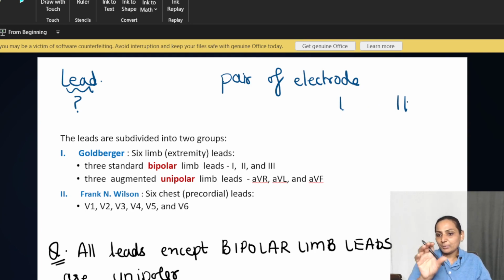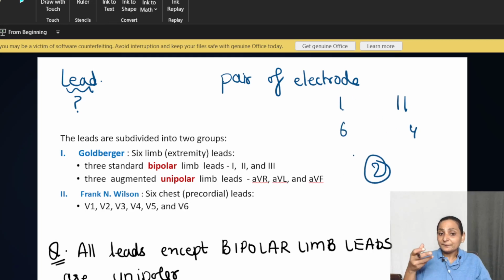We have to take the potential difference between the two. For example, if this is 6 and this is 4, the difference will be 2. That is what we are taking, and therefore we need a pair of electrodes. Sometimes both the electrodes will be active, sometimes one will be active and the other inactive, and so on.